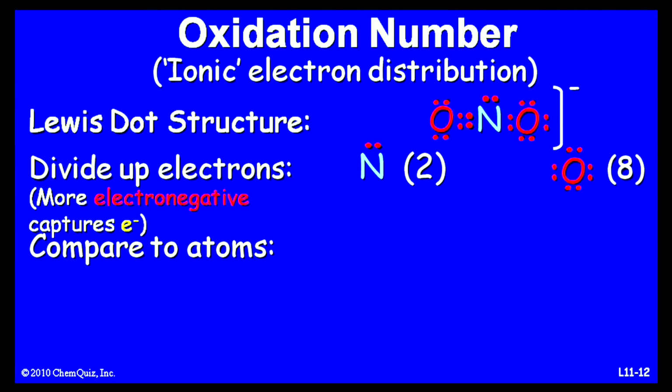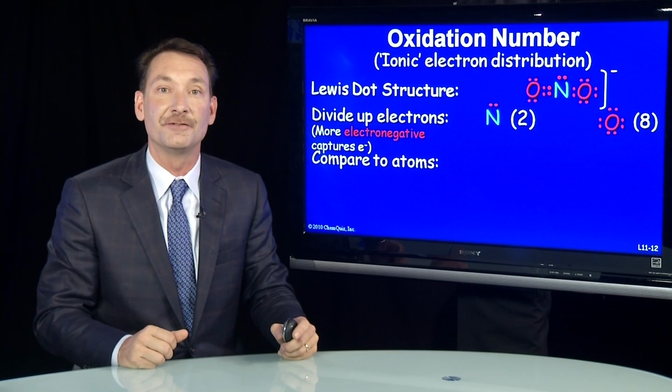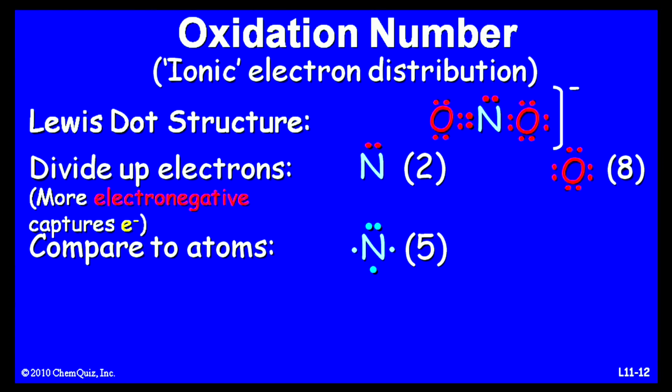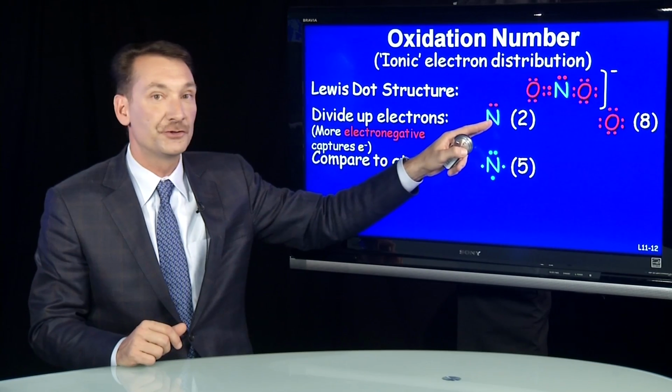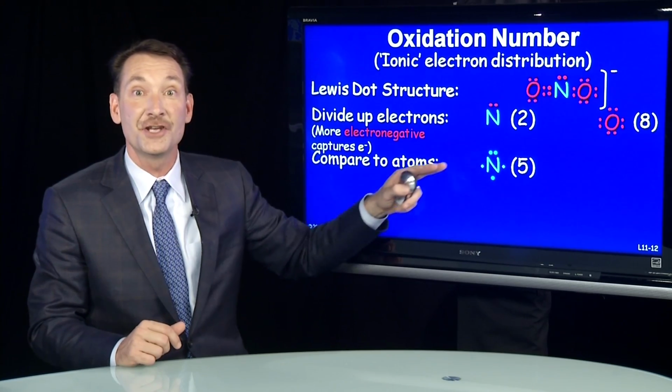Let's look at this oxygen. That oxygen has 8 electrons around it because it gets both of those from that bond. The more electronegative element gathers all the electrons to itself. In the atoms, nitrogen has 5 valence electrons. So in this molecule 2, it normally has 5, so it has an oxidation number of 3.